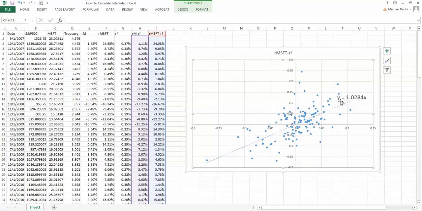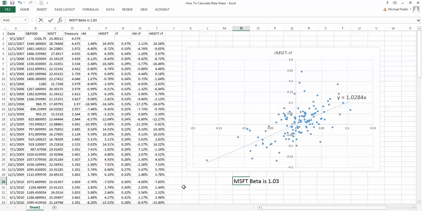It tells us that Microsoft stock tends to increase with the market or decrease with the market at a rate of 1.03 times the market return. I just round it to two places past the decimal point.